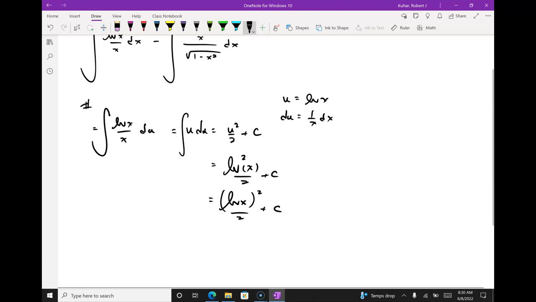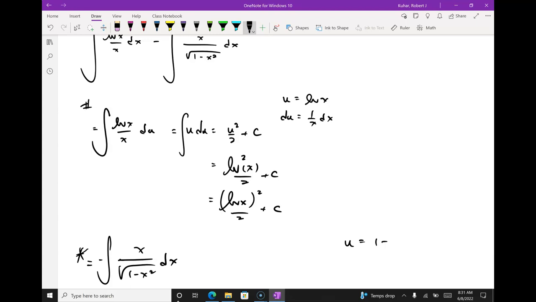And then the second piece, I've got negative x over square root of 1 minus x squared dx. And so u is going to be my inside. du is negative 2x dx. So I need a negative 2 and another negative 1 half. So I'm getting 1 half of the integral of 1 over square root of u du. Everyone okay there?